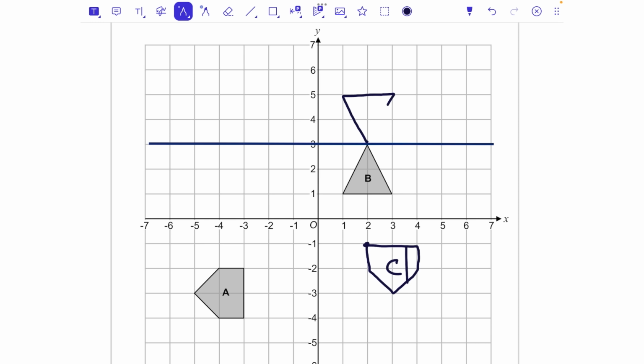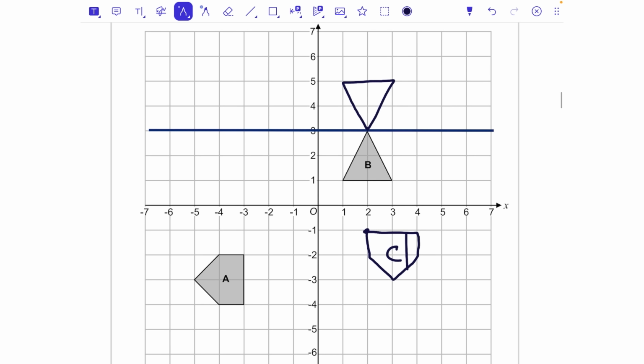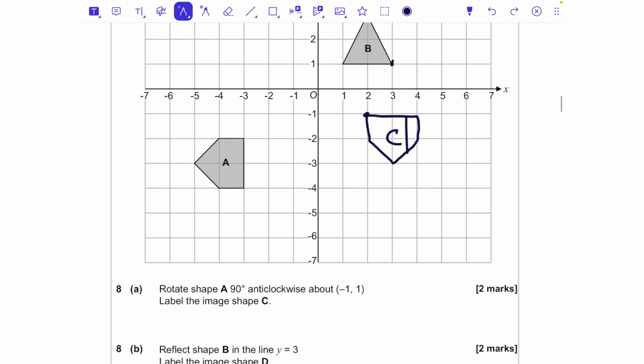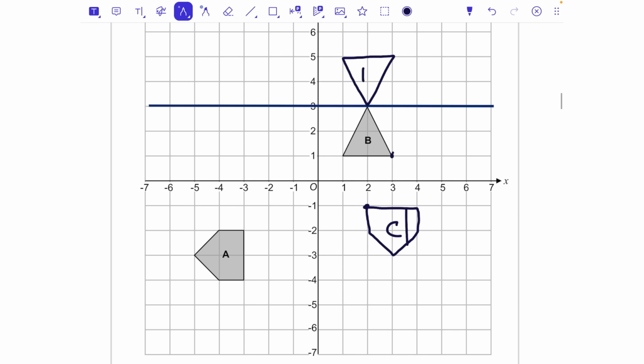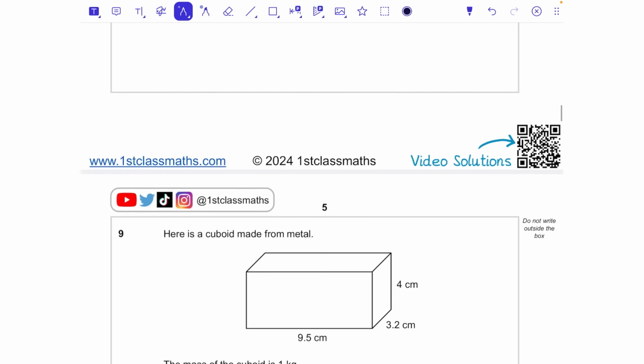The same distance away on both sides, so it would look like that. That's the line y equals 3, goes through 3 on the y-axis, and however many squares away from the mirror line you are on this side, it's going to be the same on that side. So what letter do we have to call that one? Let's have a look. That's going to be D, of course. There we go.